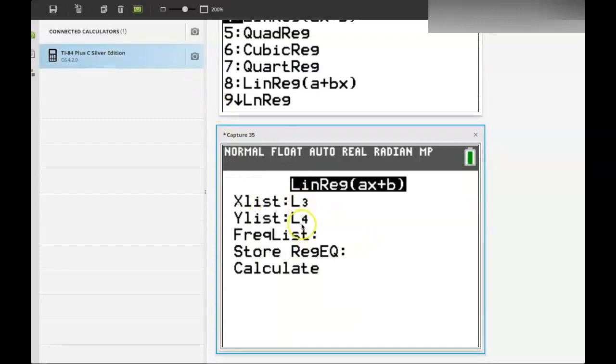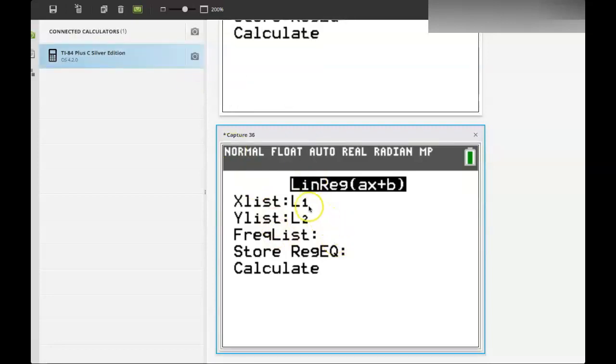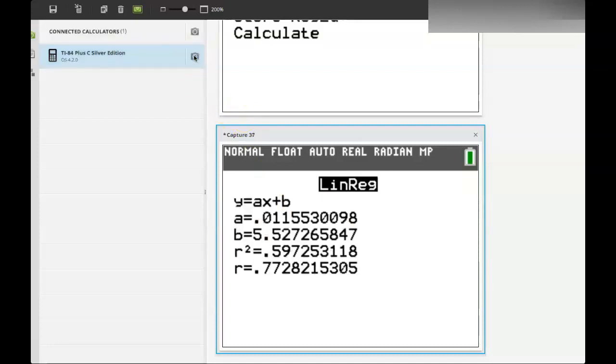Now here I have L3, L4. I should have L1, L2. So changing the first one to L1 by pressing second 1, and instead of L4, now press second 2. Now I have L1, L2. And enter, enter, enter. So here is what we have. y equals ax plus b. a is slope, b is y-intercept.